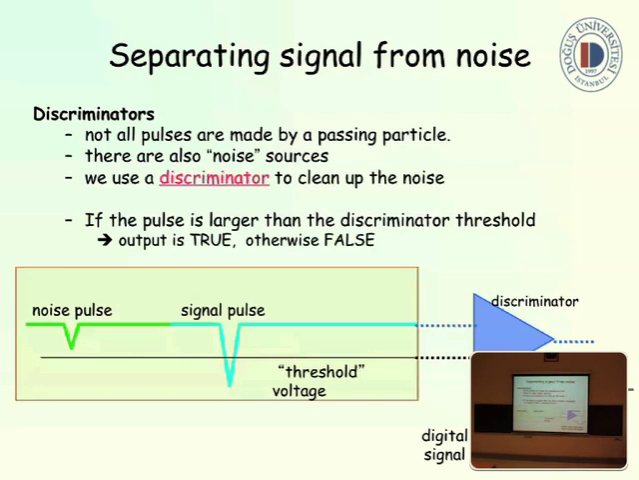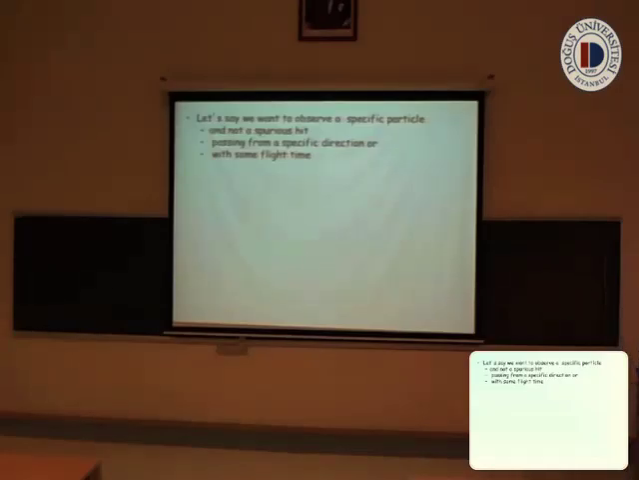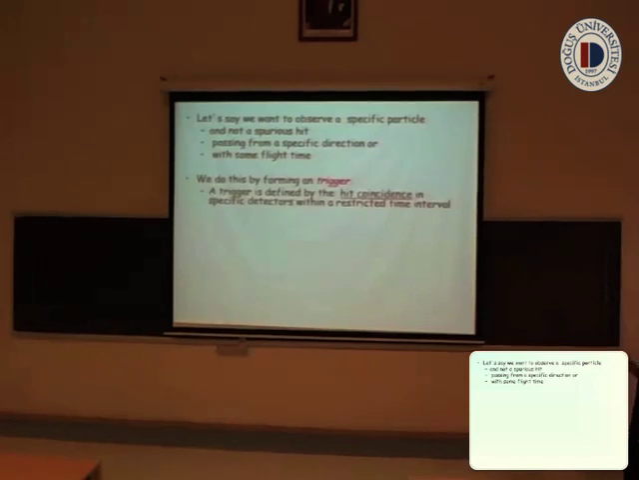Here you can see the example. This is a noise pulse, and this is a signal pulse. We put the discriminator threshold, which says, I don't accept this one, but I accept this one. Very simple principle. We get a digital output pulse when the signal crosses the threshold. And then, let's say that we want to observe a specific particle and not spurious hits, passing from a specific direction or with some flight time. What should we do? We do this by forming a trigger.